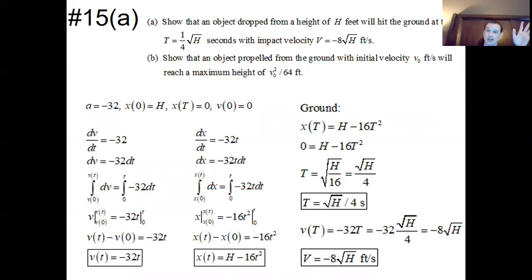So that was tricky. Let's do an example specifically from your homework. I always get questions about this every year, so I decided to do it. And here we go. This is 15, okay, and 15A and B, well, they're all kind of intertwined, all these things, velocities and positions, so you might as well just do everything all at once. But anyway, part A says, show that an object dropped from a height h, in feet, okay, feet.